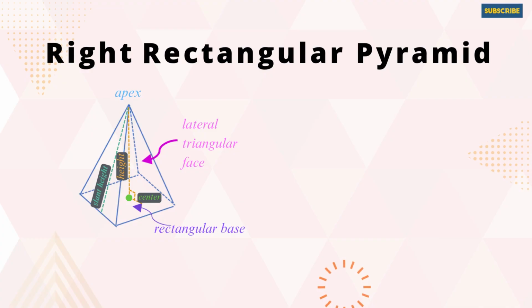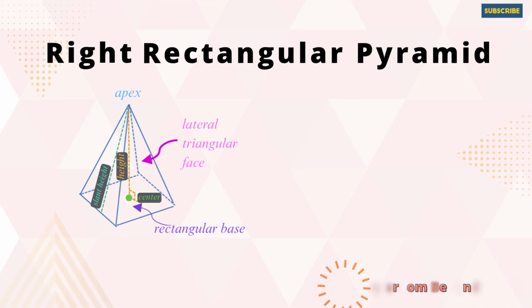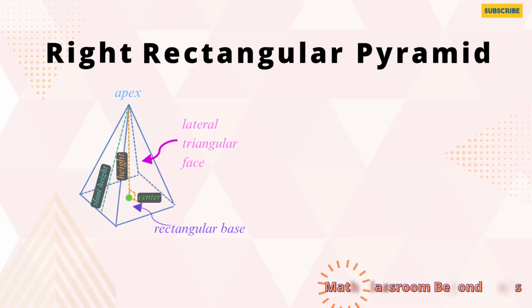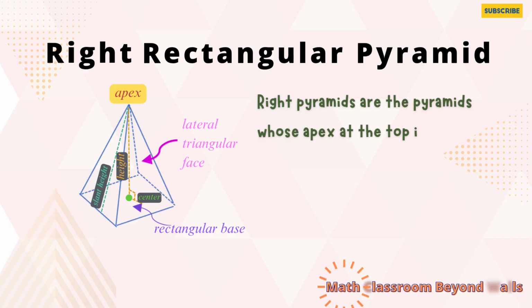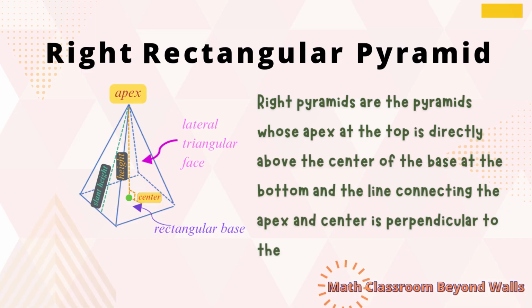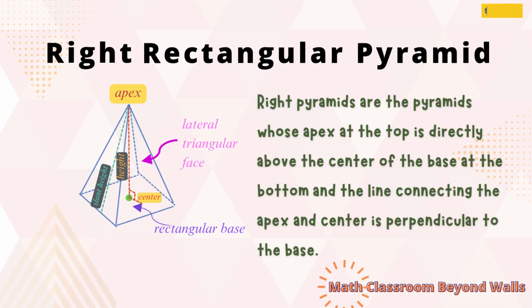In this video lesson, we will only focus on right rectangular pyramids and right triangular pyramids. Again, these are the pyramids whose apex at the top is directly above the center of the base at the bottom, and the line connecting the apex and the center is perpendicular to the base.